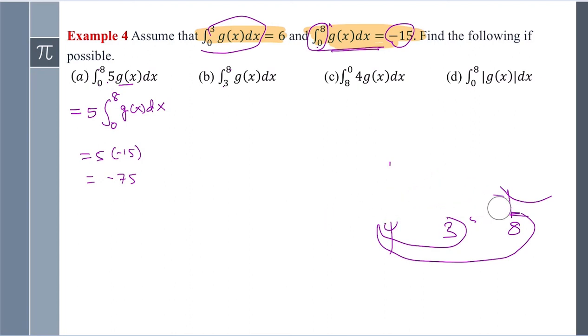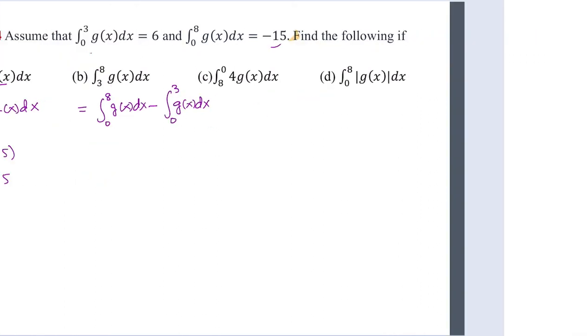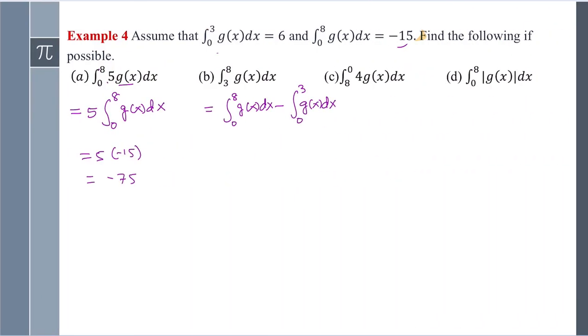So if we do that, we can rewrite the definite integral from 3 to 8 as the definite integral from 0 to 8 of g of x dx minus the definite integral from 0 to 3 of g of x dx. Then we know that the first one is negative 15, minus the second one, which is 6. So that means we get negative 21.